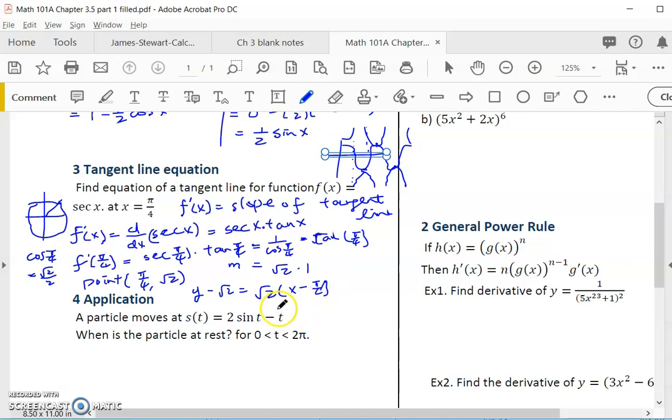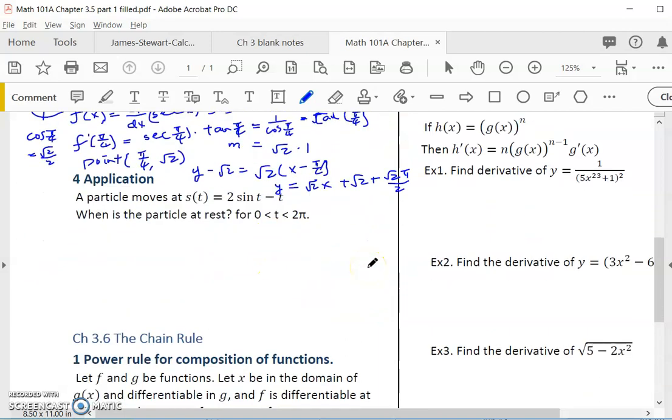So if you multiply everything out and simplify, the equation is y equal to root 2 x plus root 2 minus root 2 pi over 4. You cannot simplify this further, but that is the equation of the tangent line. The next thing is, you need to know how to use the unit circle and plug in. And you need to not just read sine and cosine, but after you read sine and cosine, be able to do this.